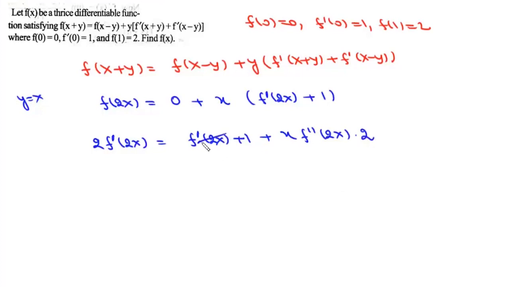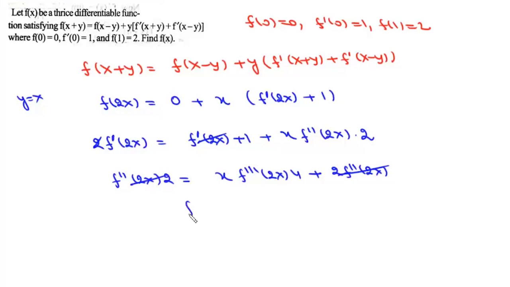Now this f dash 2x will cancel once. Now again we'll differentiate, so we'll get f double dash 2x into 2, and it will be equal to x into f triple dash 2x into 4 plus 2 into f double dash 2x. Now 2 into f double dash 2x will cancel. So from here we'll get f triple dash 2x equals 0, or simply f triple dash x equals 0.